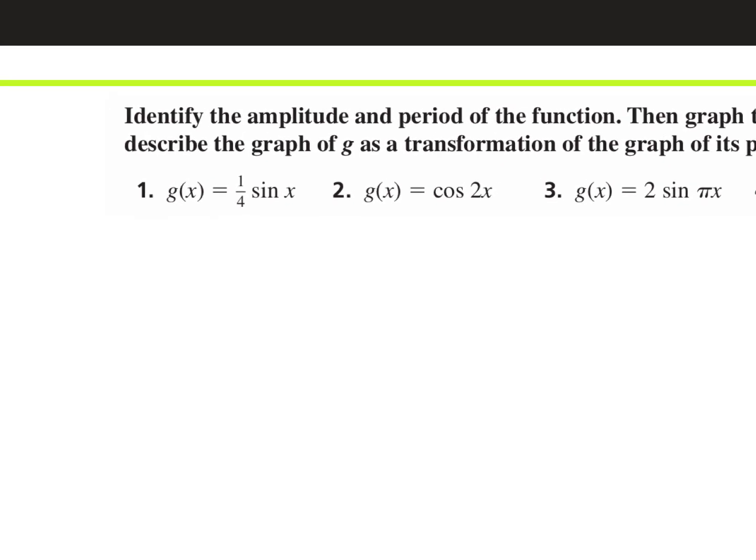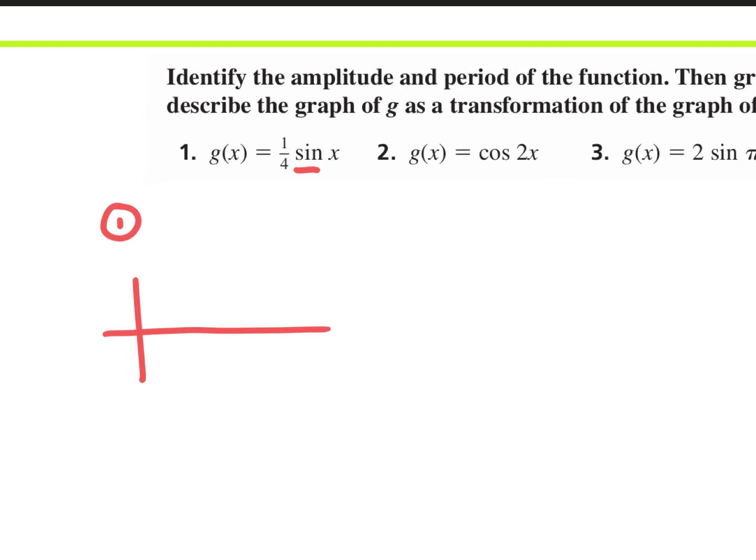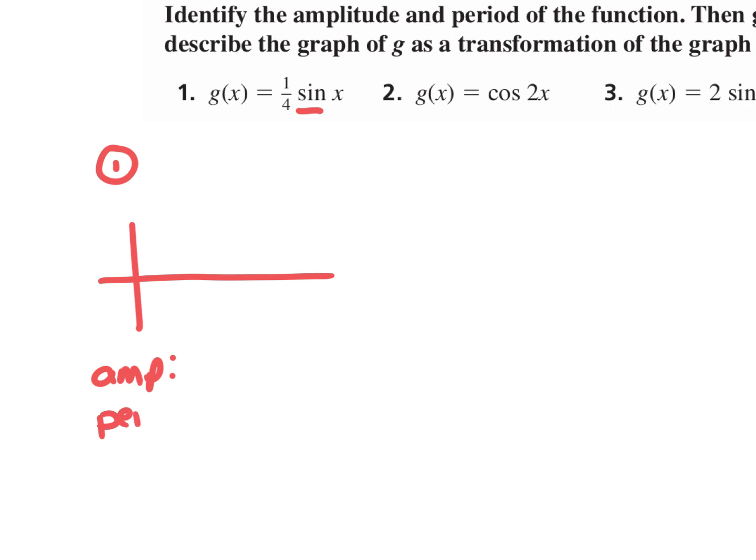So when I look at number 1, I like to do a couple things. First of all, I like to say sine. Where do I start at? At 0. Remember that, okay? So when I draw my little graph, I have to identify a few things. I have to identify the amplitude, the time period, and the what? The increments, okay?